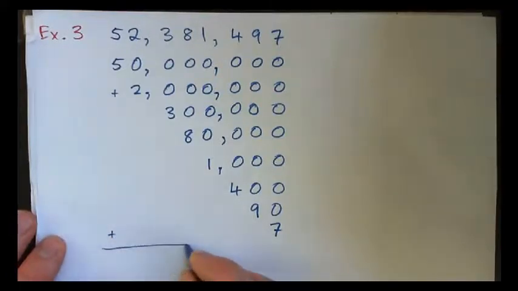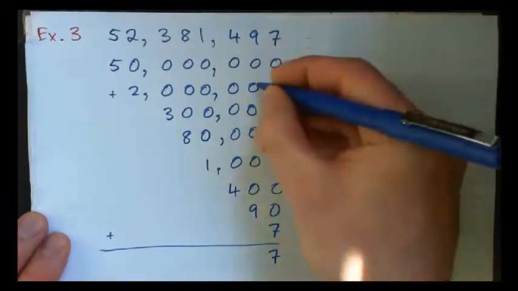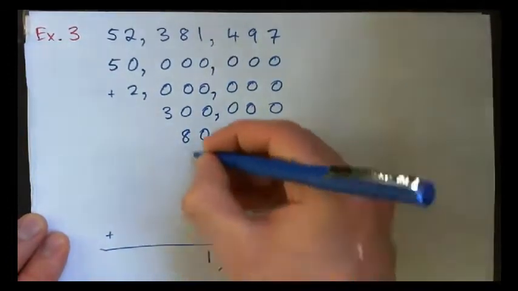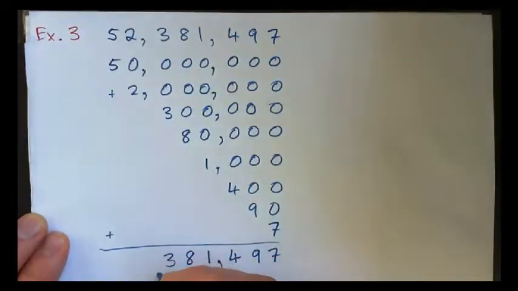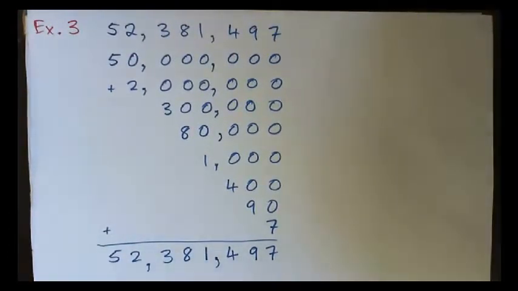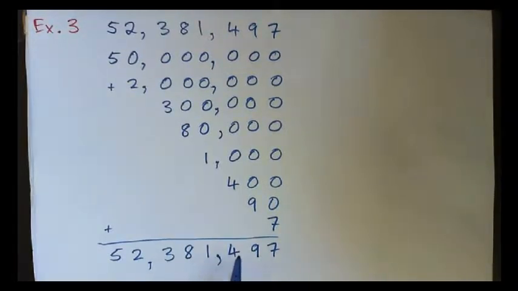And if we add all that up, it should give the number at the top. So we have 7 units, 9 tens, 4 hundreds, comma, then 1,000, 8 10,000s, 300,000s, 2 millions, and 5 10 millions. So now say this number. Can you say what this number is? Say that number. 52,381,497, right? 52,381,497.